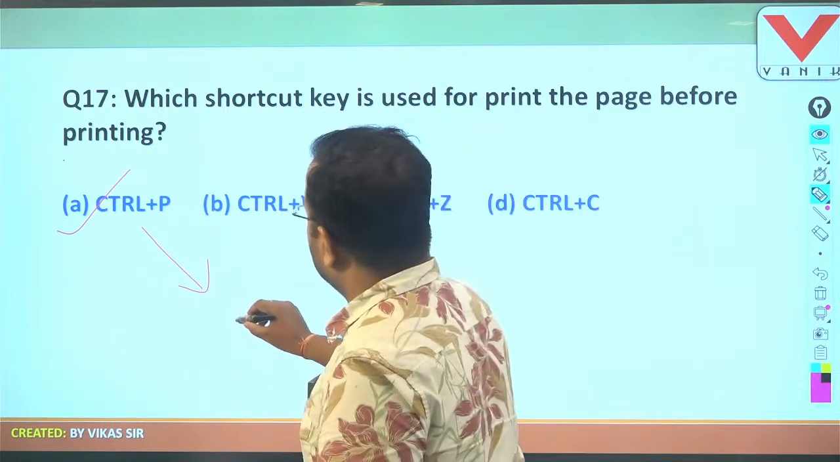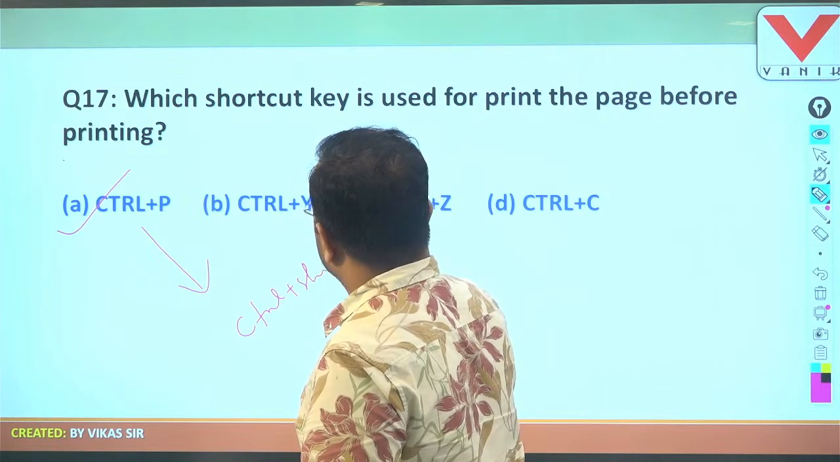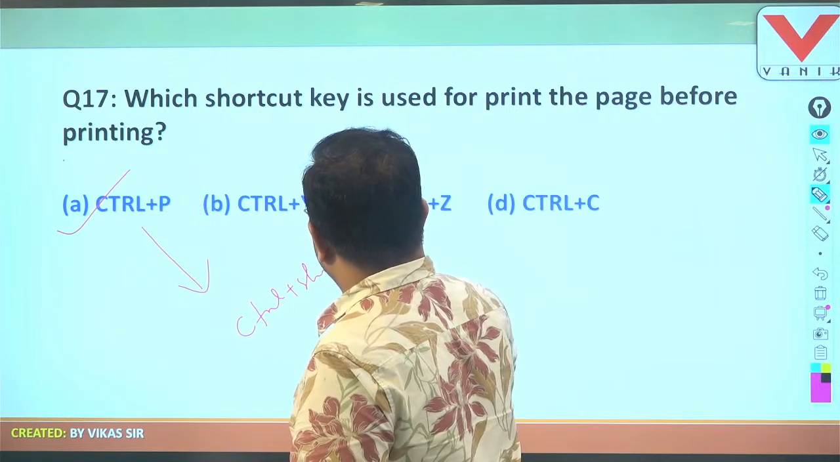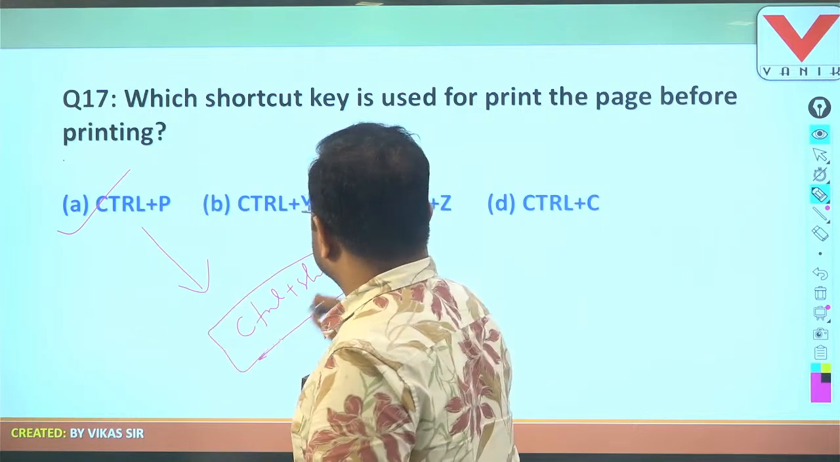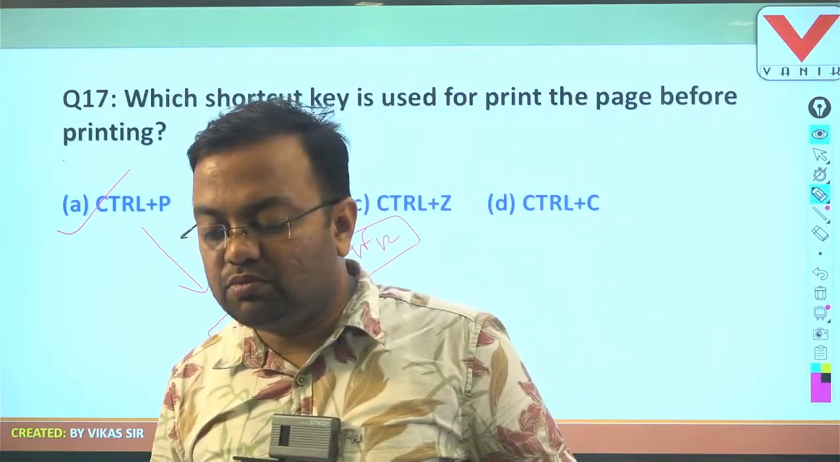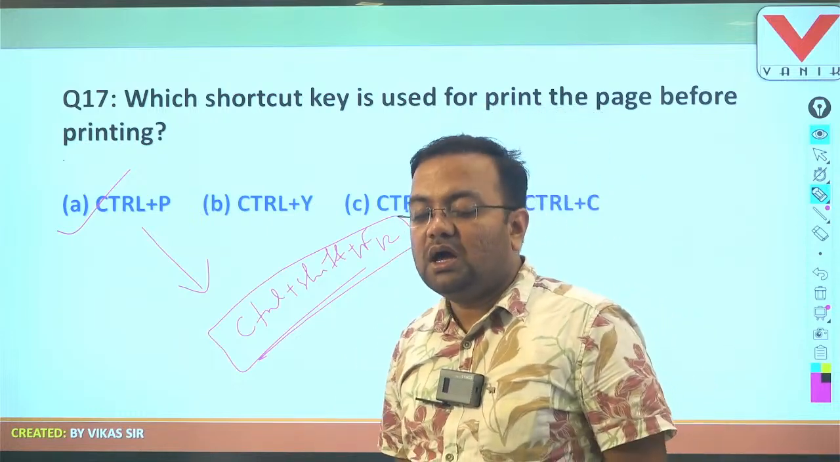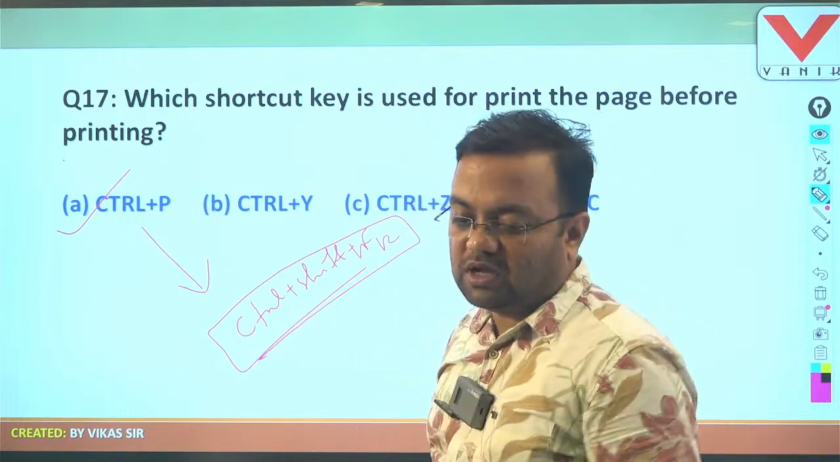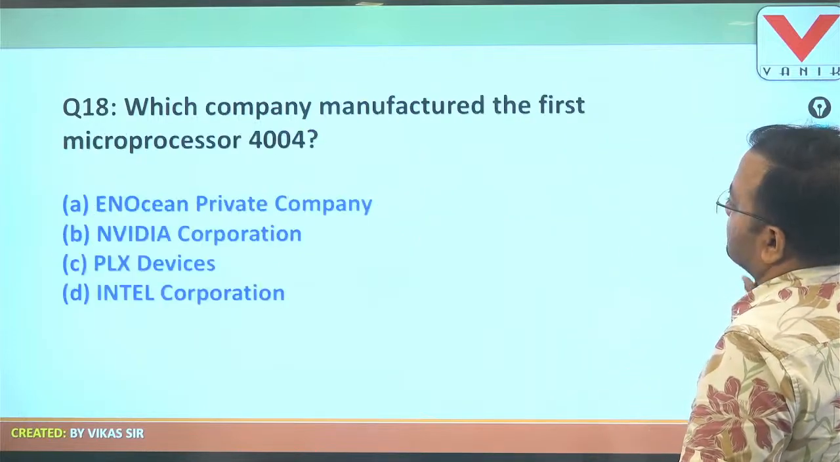I am writing here Control plus Shift plus F12. So student, remember Control plus Shift plus F12. So this is the shortcut key. Instead of Control P, we can choose it. So question number 17, answer is A, Control P. Alternative is Control plus Shift plus F12. Then goes to question number 18.